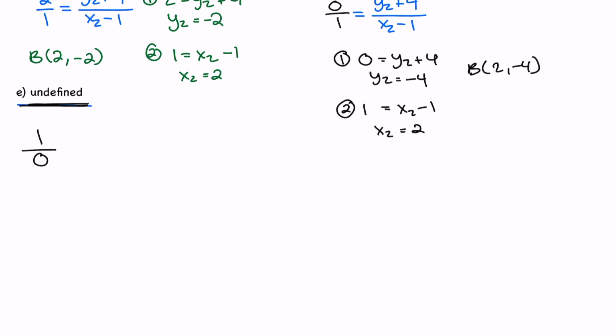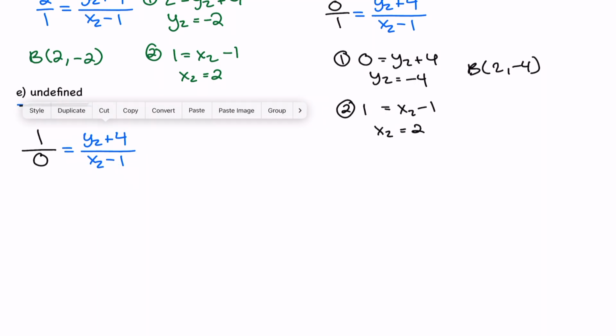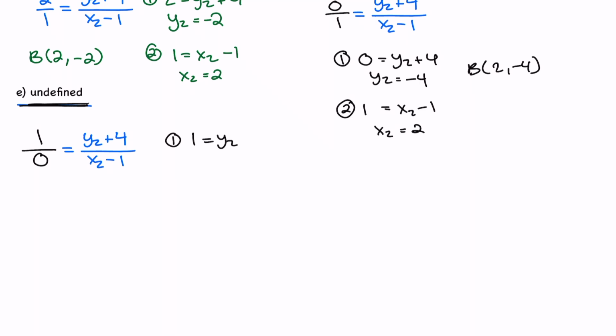Anyways, this is equal to the same formula from before, so y2 minus y1 over x2 minus x1. And from this, we get two equations. So equation 1 is going to be 1 is equal to y2 plus 4, and equation 2 is going to be 0 is equal to x2 minus 1. So from this, we get y2 is equal to negative 3, and we get x2 is equal to 1. So point B, which is (x2, y2), would be (1, negative 3).